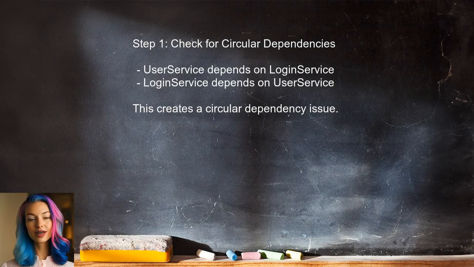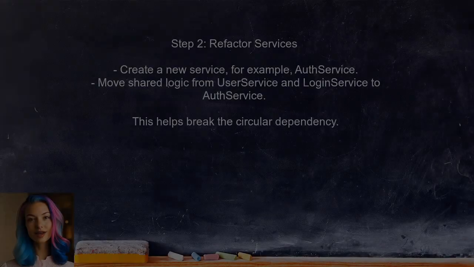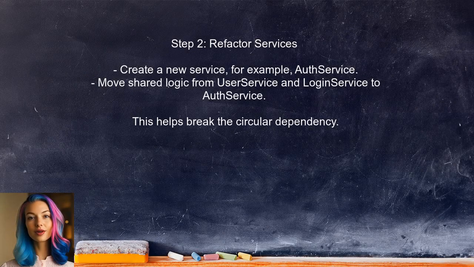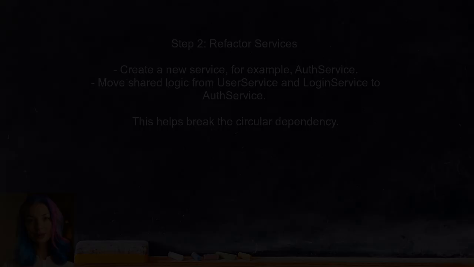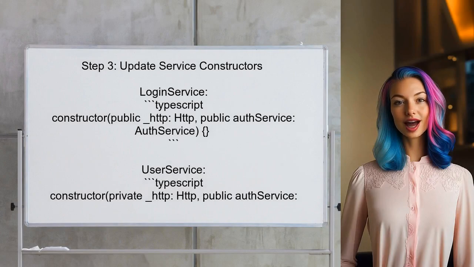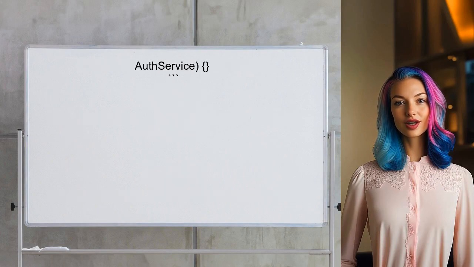To resolve the issue with the user service not being injectable into the login service, the user should first check for circular dependencies. This occurs when two services depend on each other directly. Next, the user can refactor the services to eliminate the circular dependency. One common approach is to use a shared service or to inject only the necessary dependencies. After refactoring, the user should update the constructors of both services to inject the new auth service instead of each other. This will allow the application to run without errors.